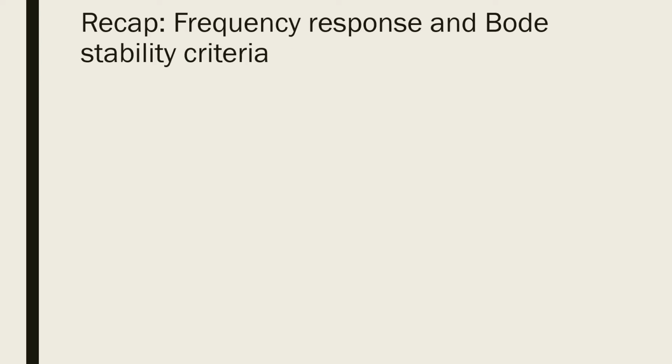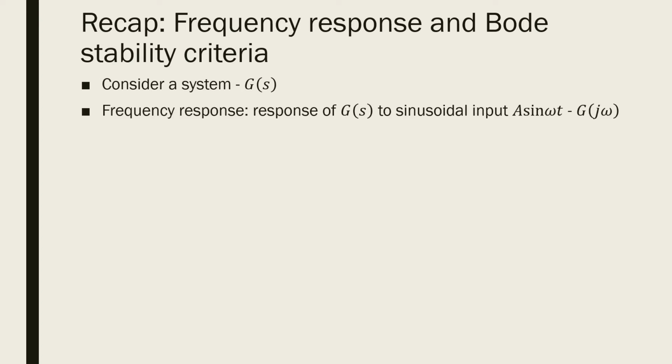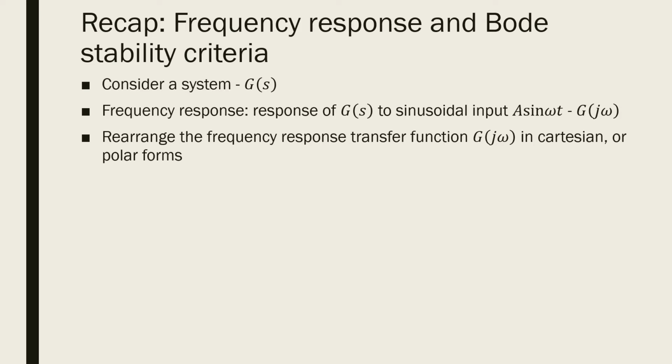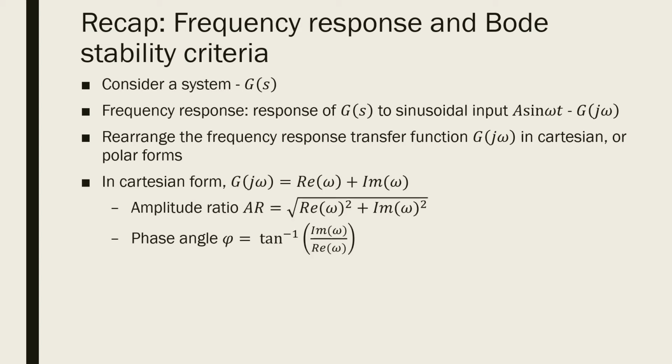Let us have a quick recap of the frequency response and Bode stability criteria concepts. For a system G of s, the frequency response is the response of a system to a sinusoidal input A sine omega t, and it is denoted as G of j omega. This G of j omega can be rearranged into one of two useful forms, the Cartesian form and the polar form.